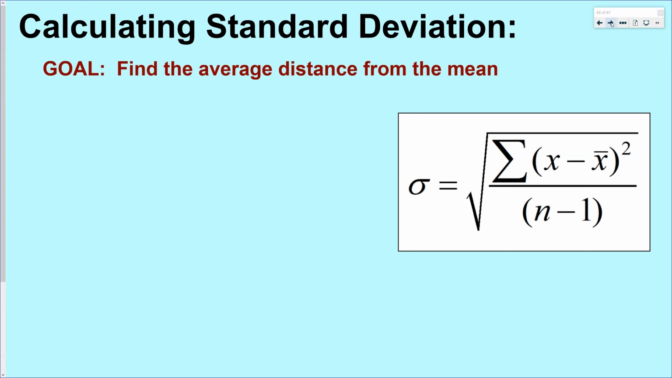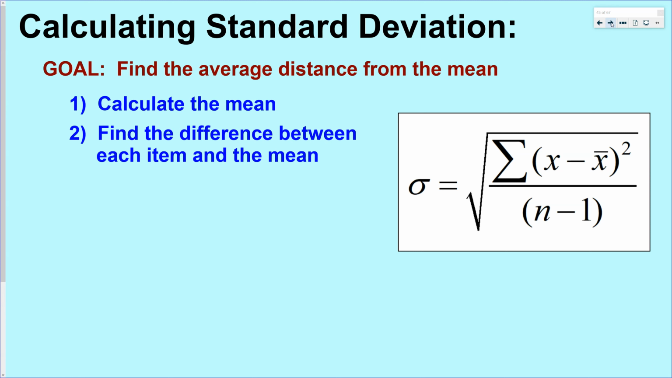So remember that our job is to find the average distance of each data point from the mean. So the first thing we're going to have to do is find the mean. So add up all the numbers, divide by how many there are, get your mean. Then you're going to find the difference between every single data point and the mean. So if your data set has 10 items in it, you're going to take each of those 10 items and subtract the mean from them.